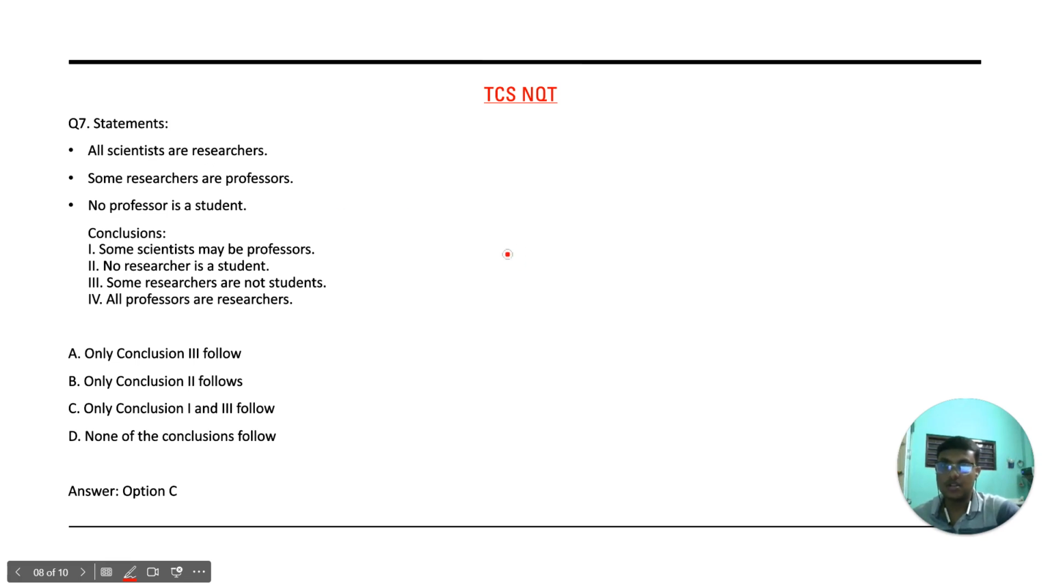So here it says all scientists are researchers, and also it has not been told anything about the vice versa, that is whether all researchers are scientists, and hence we would be making scientists as a smaller circle that would reside inside a bigger circle of researchers. So scientists, and outside we have researchers. So this is done. Next it says some researchers are professors.